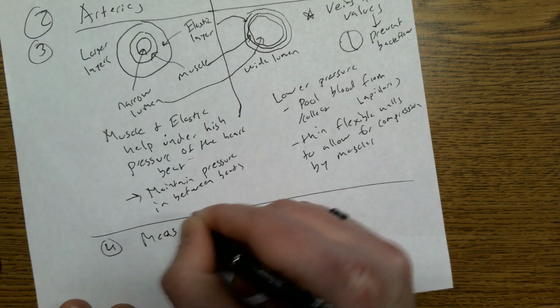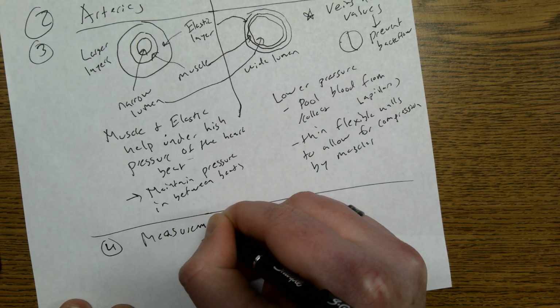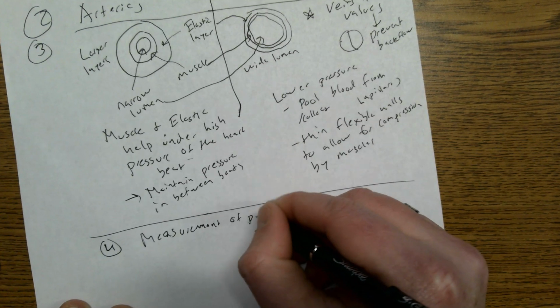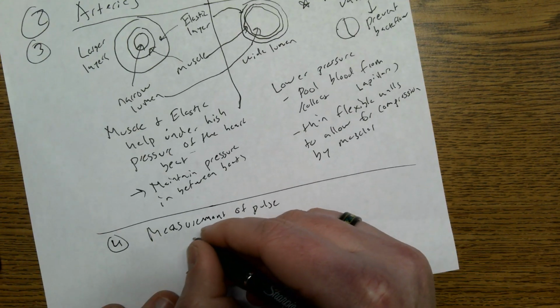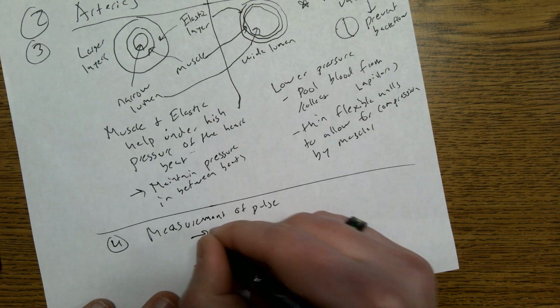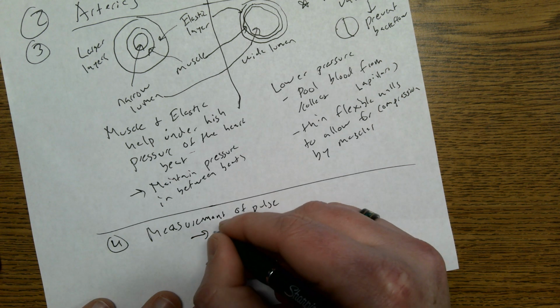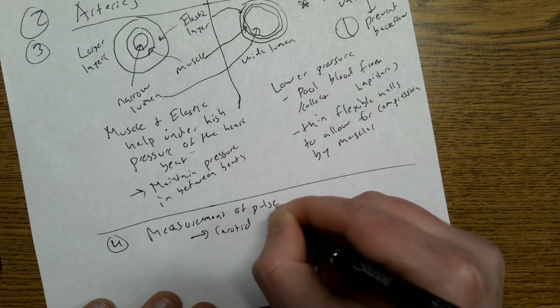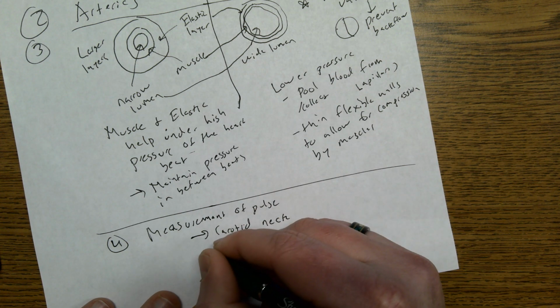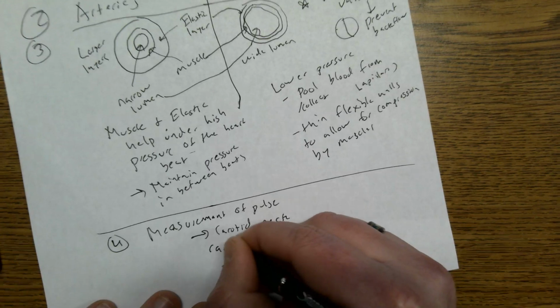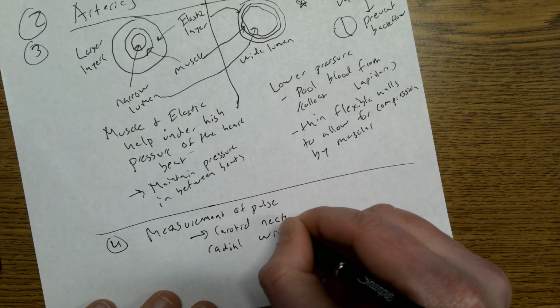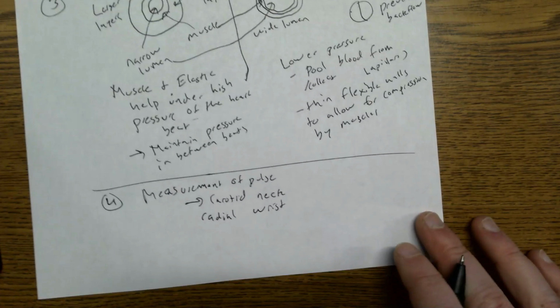measurement of your pulse. So there are 2 main ways to do it. You can do your carotid artery in your neck, or your radial artery in your wrist, and you can count and check your pulse that way.